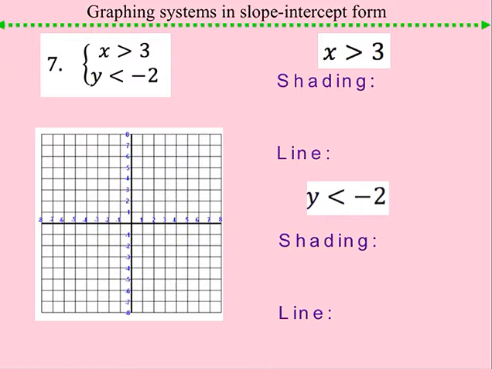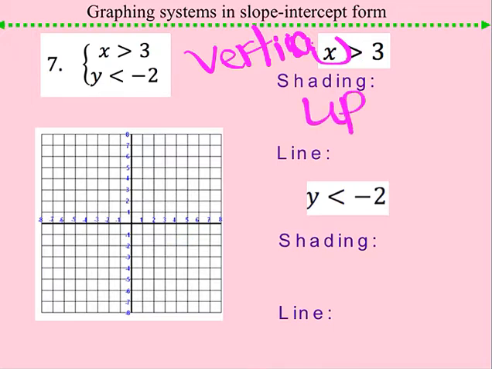Now, let's take a look at these last two. These last two can be a little confusing because they are simply going to be horizontal and vertical lines. Whenever you just have an x, that means you're going to have a vertical line. Since it's opening towards the x, we're going to be shading up. Now, up isn't going to really make sense with a vertical line, so we'll talk about that in a second. Since there's no line underneath it, it's going to be dotted.